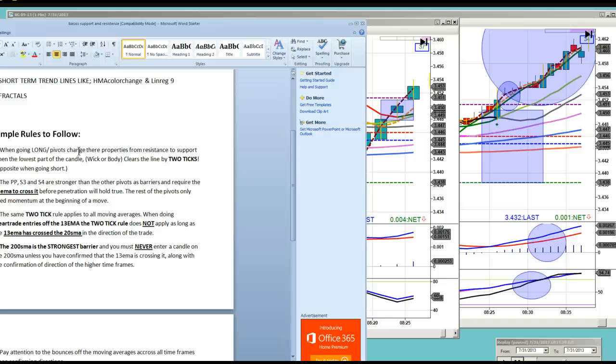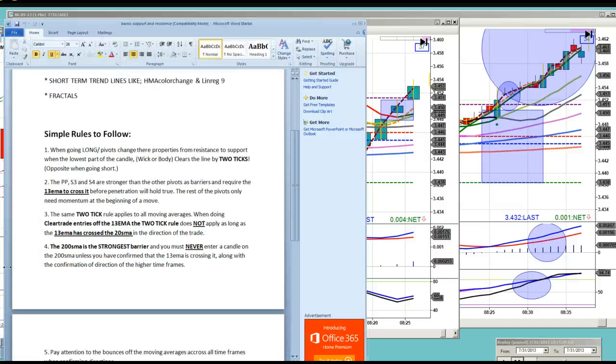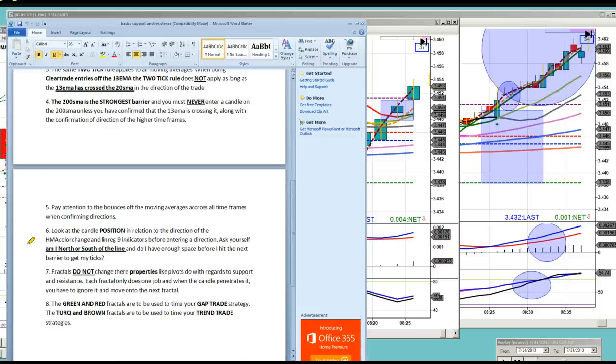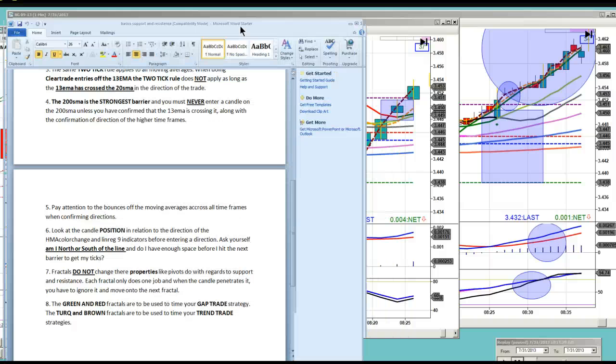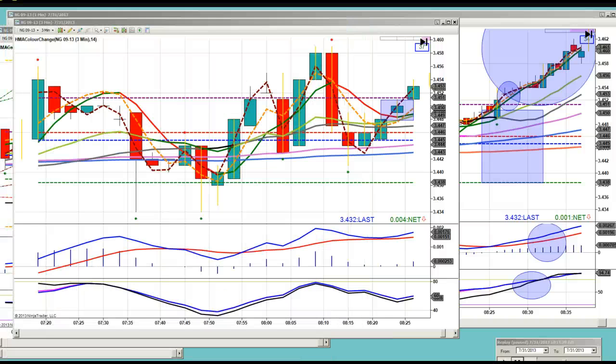This is what you have. Position of the candle in relation to the HMA, north or south of the line based on your 3-minute chart. That is compensating for you not having the STOs in alignment for clear trades. And most importantly, that's what's giving you your 2 or more time frames matchy. Is that clear?